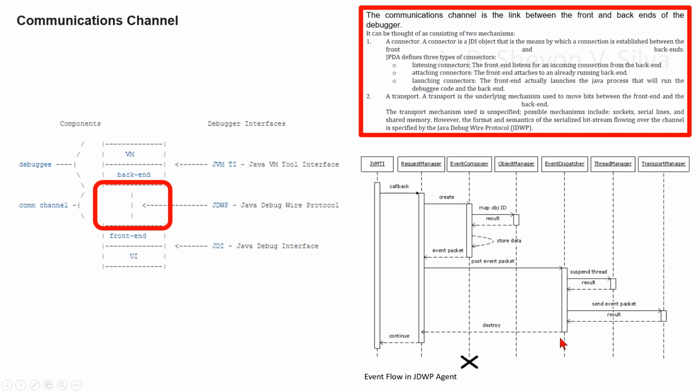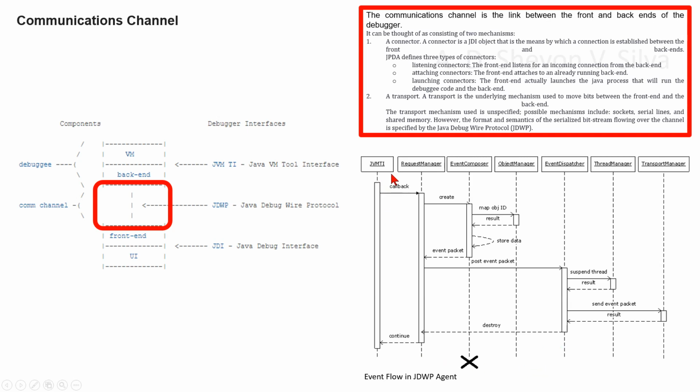Five, if an error occurs during generation of a packet, this event is ignored and a warning message is printed to the log output. This is done because the JDWP specification does not provide means for reporting event errors.